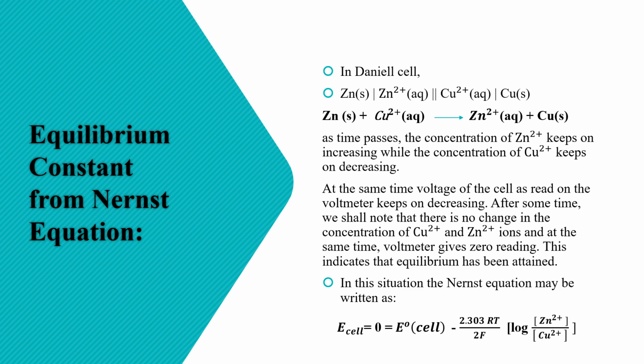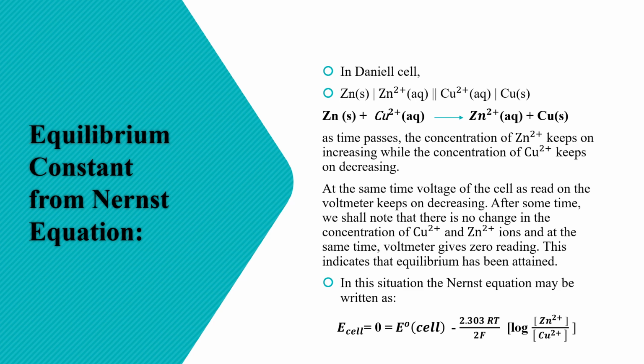Now, equilibrium constant from the Nernst equation. It means here we will find the value of the equilibrium constant by using the Nernst equation. In a Daniell cell formed by zinc and copper, where zinc acts as anode and copper acts as cathode, the equation is zinc plus copper ion gives zinc ion plus copper.